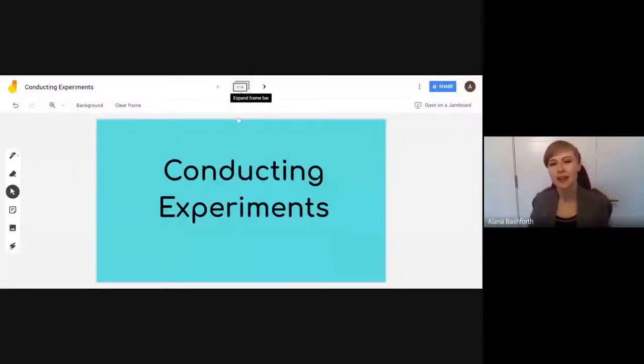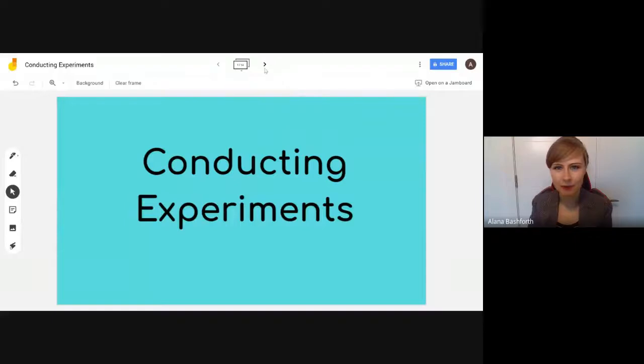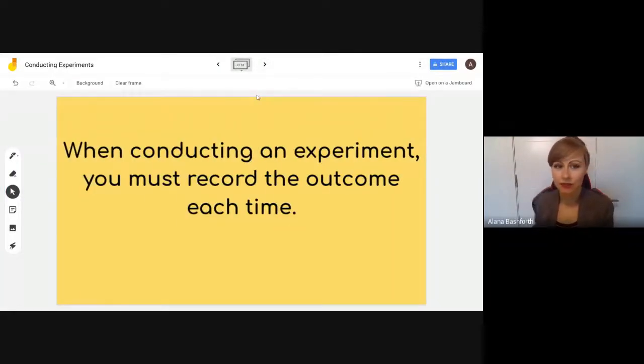In this lesson, you are going to learn how to conduct experiments and see how fair they are and how the results really turn out. So I will share my screen here and make it bigger. There we go. Conducting experiments is our topic. When conducting an experiment, you must record the outcome each time. That'll make more sense in just a minute.